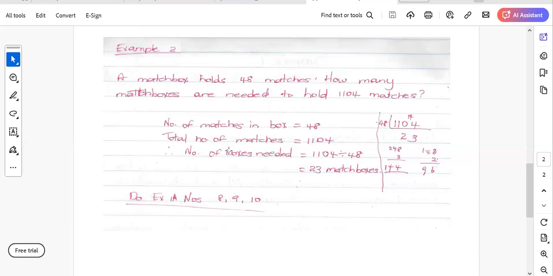So I'm encouraging you, as we go through this course, to have neat work so that we can do it easily. That's what math is. Math is order, logic, right? So you need to have some order in the way you put your work to understand it even better, right? So therefore, the number of boxes needed, we divide 1,104 by 48 in our column, 23 matchboxes. So now you can do exercise 1A, numbers 8, 9, and 10.